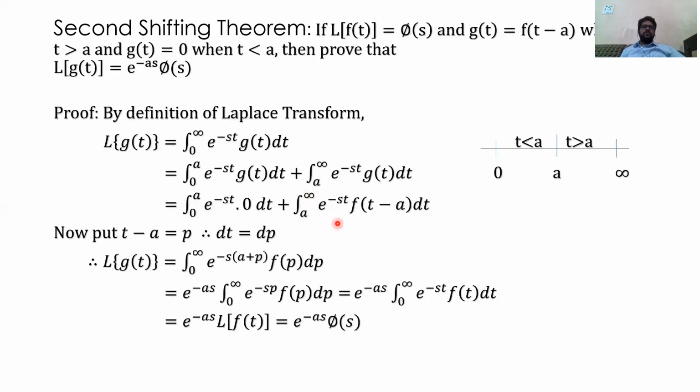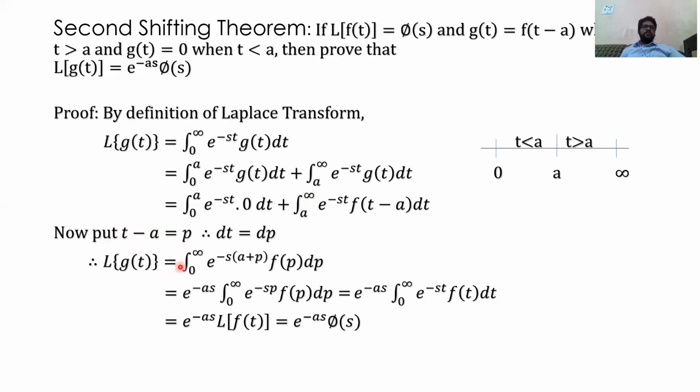Now see how to solve it. First of all, change the variables. Put t minus a equal to p. Differentiating, dt equals dp. Now change the limits also. When t is a, a minus a is 0, so p gets 0. When t is infinity, infinity minus a is infinity, so p gets infinity.